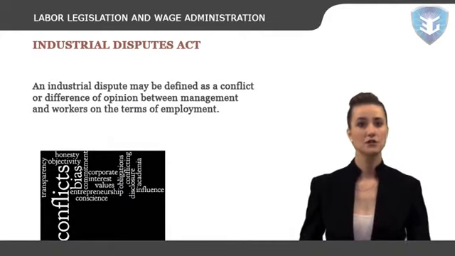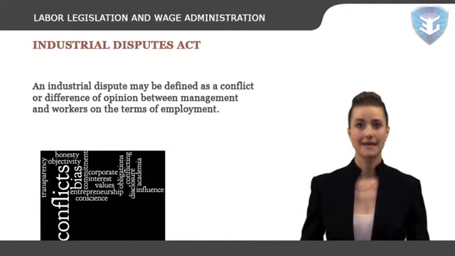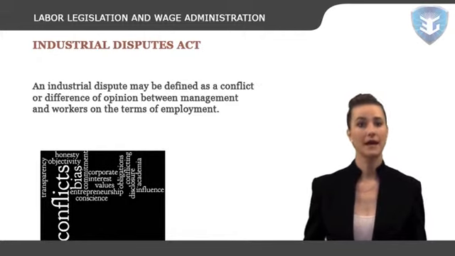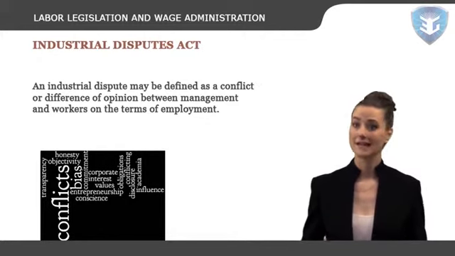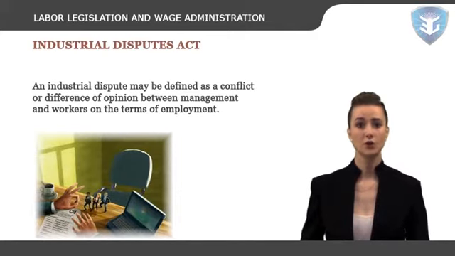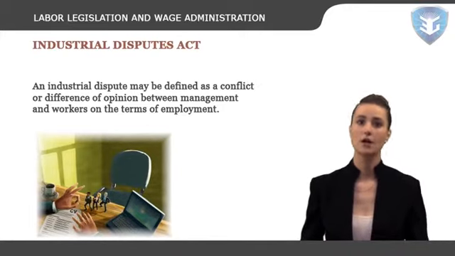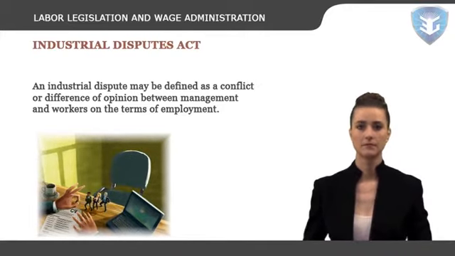An industrial dispute may be defined as a conflict or difference of opinion between management and workers on the terms of employment. It is a disagreement between an employer and employees' representative, usually a trade union, over pay and other working conditions, and can result in industrial actions. When an industrial dispute occurs, both parties, that is, the management and the workmen, try to pressurize each other.